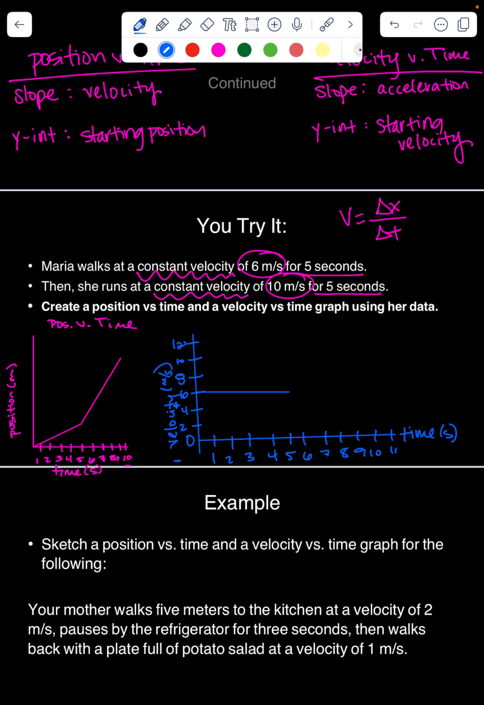So we're not going to start back at the y-intercept. We're going to start where we left off at 5 seconds, and we're going to jump up to 10 meters per second. Again, that is a constant velocity, so that is shown with a straight horizontal line. Now, we do not have to connect these, but if we want to, remember that that is shown by a vertical dotted line. All right, and then that's it.